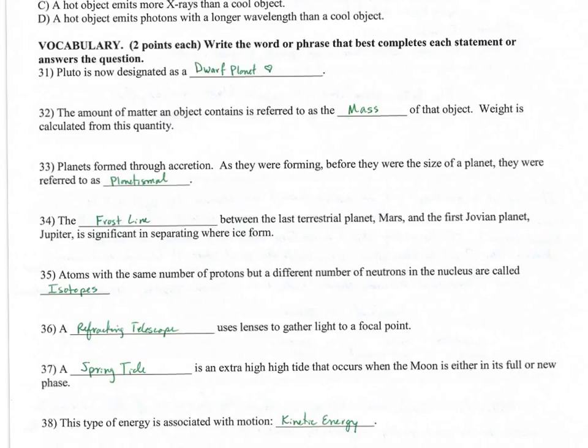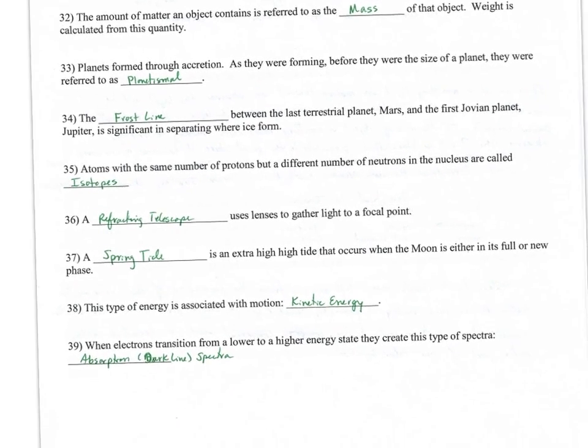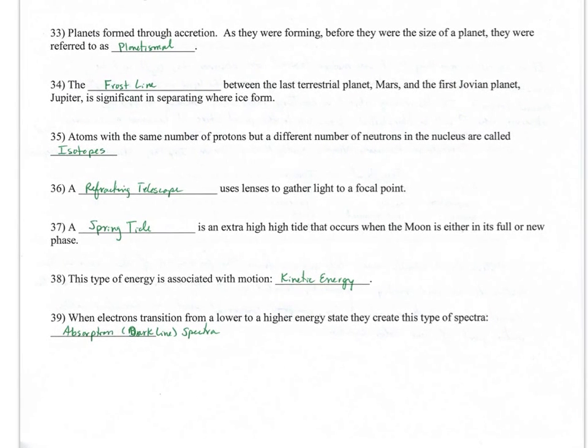I was after spring tide, that is extra high tide that occurs when the moon is either in its full or its new phase. Question 38, kinetic energy is energy associated with motion. Question 39, absorption spectra or dark line spectra are created when actually an electron goes from a lower to a higher energy state.